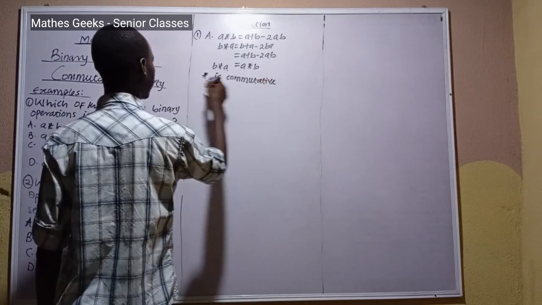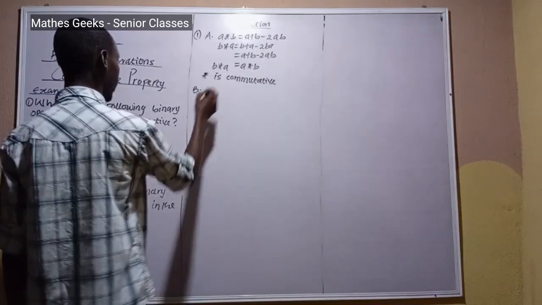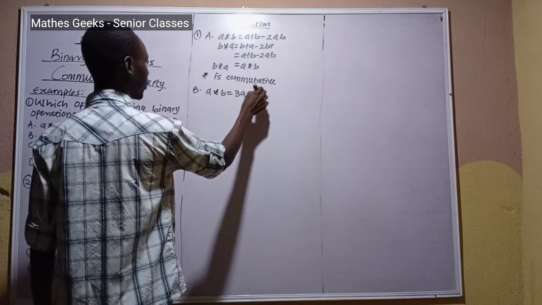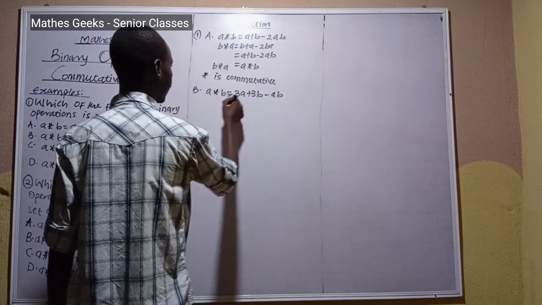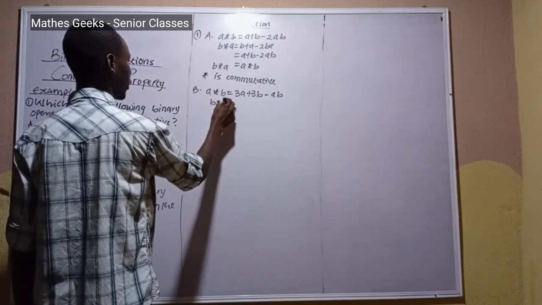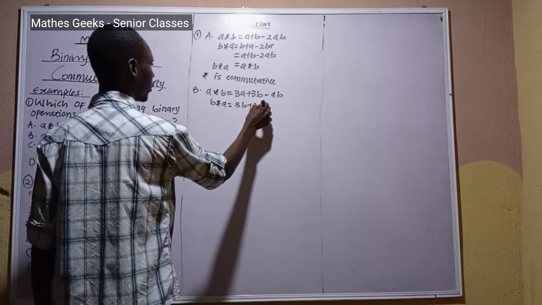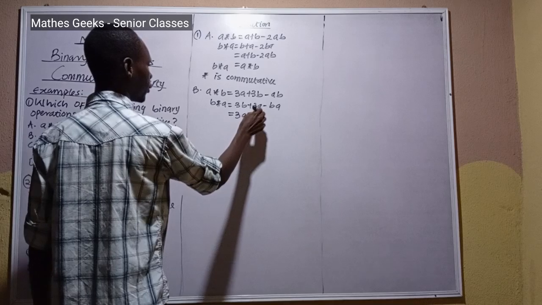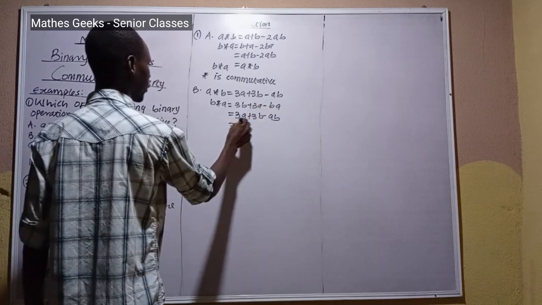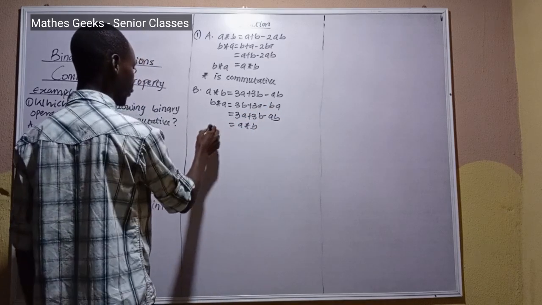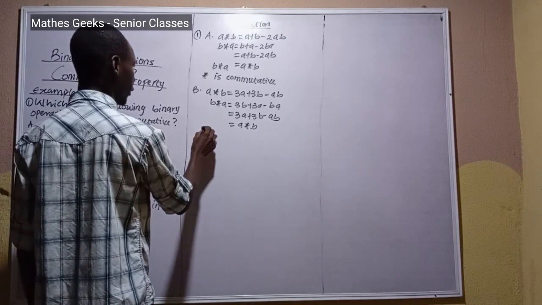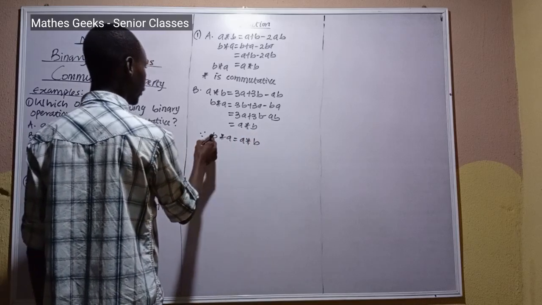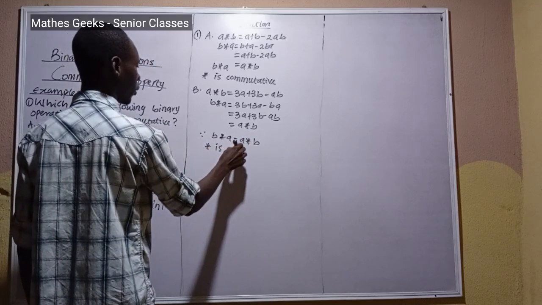Option B, A star B is equal to 2A plus 2B minus 3B. So B star A is 3B plus 2A minus BA. Alphabetically, 2A plus 2B minus AB is equal to A star B. Therefore B star A is equal to A star B. So star is commutative.